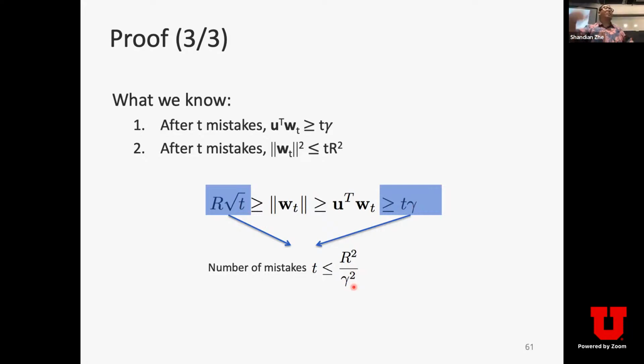So now we can see the whole procedure. You've got two claims, both proved by induction. Then you apply the Cauchy-Schwarz inequality to connect the two claims and find an inequality regarding the number of mistakes t. Then you solve that inequality regarding t, and you derive an upper bound on the number of mistakes t.